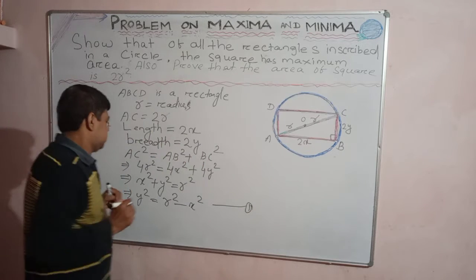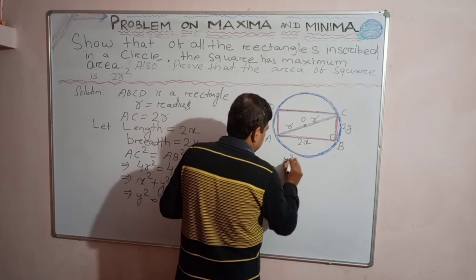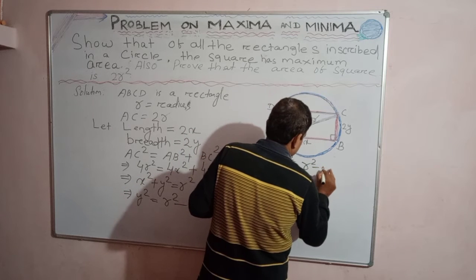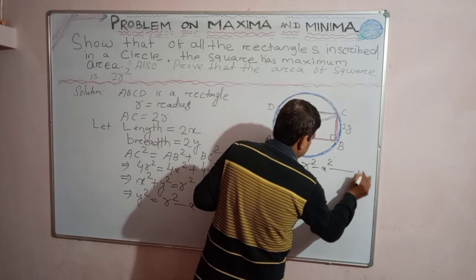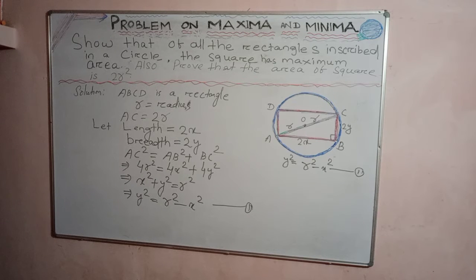So first we got that y square. What point did we get here? Write down: y square is equal to r square minus x square. First point we got. Is it clear? Okay. So y square is equal to r square minus x square.